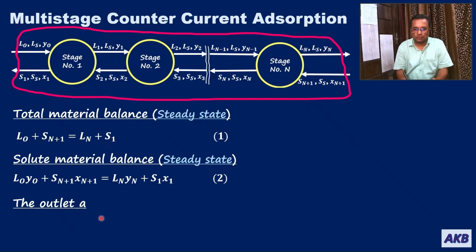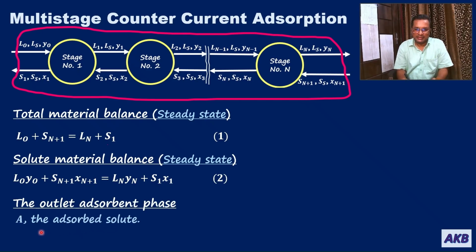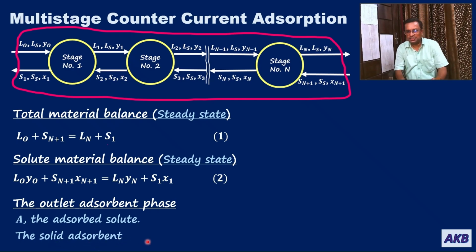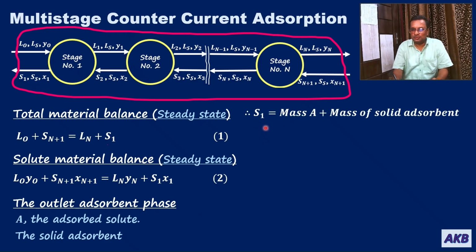Now the outlet adsorbent phase will contain A, which would be the adsorbed solute, and then it will contain the solid adsorbent, which has remained unchanged. So mathematically this will be expressed as S1 is equal to mass flow rate of A plus mass flow rate of solid adsorbent. That is, S1 will be equal to X1 into S1 plus Ss.